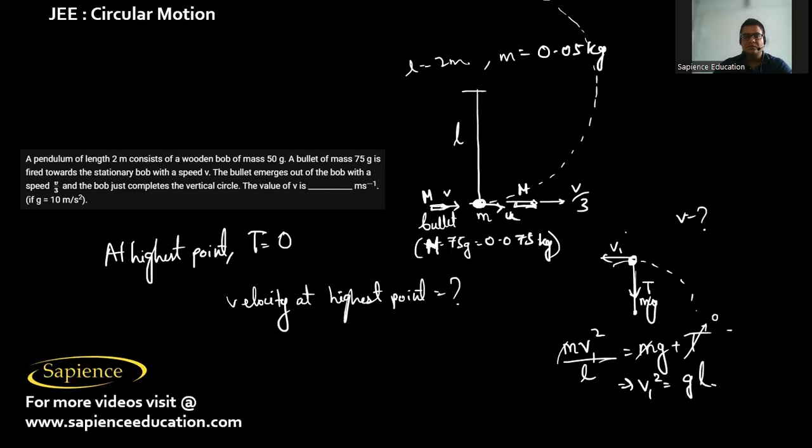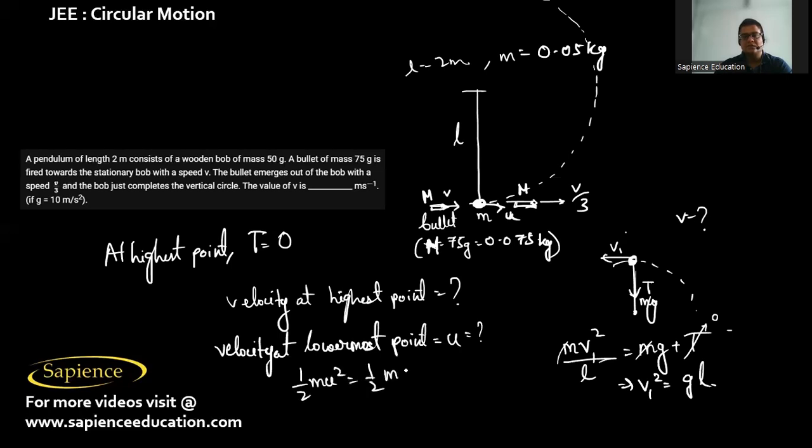So velocity at the lowermost point, that is u, how much should that be? That we have to find out. Now we can say that half mu square is equal to half mv1 square plus mg into 2L. Since the gain in potential energy is equal to the loss in kinetic energy.